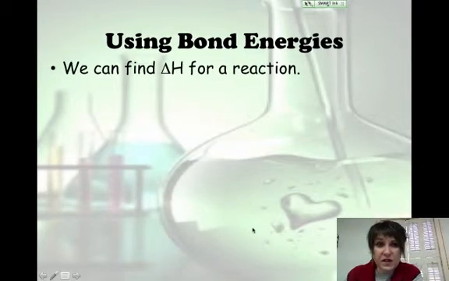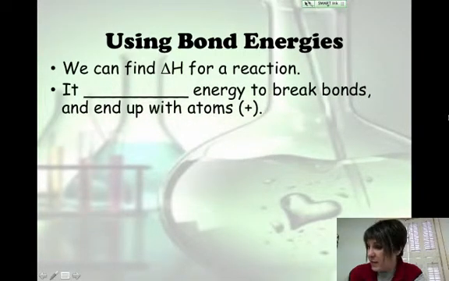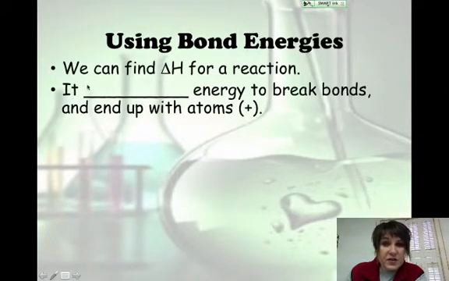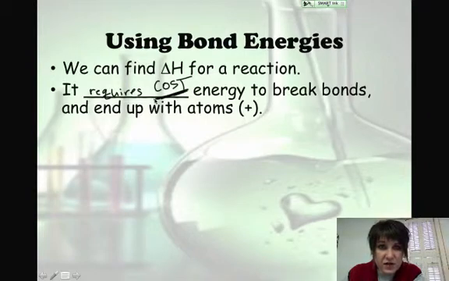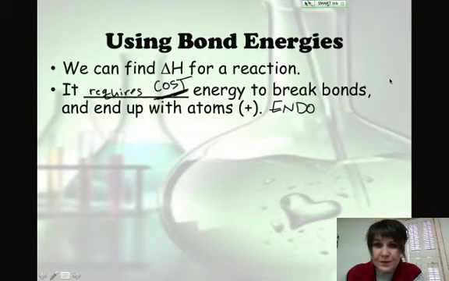So how do we use bond energies? Well, the easiest thing is that we often are asked to find the enthalpy change for a reaction. We can use bond energies to do that because it requires energy to break bonds and end up with atoms. Breaking bonds is going to cost us energy. Don't let a biology teacher convince you otherwise. It's going to cost us energy to break bonds and get the atoms out of the molecules. That's a positive energy change, right? And so we would classify this as endothermic. This is an endothermic change.